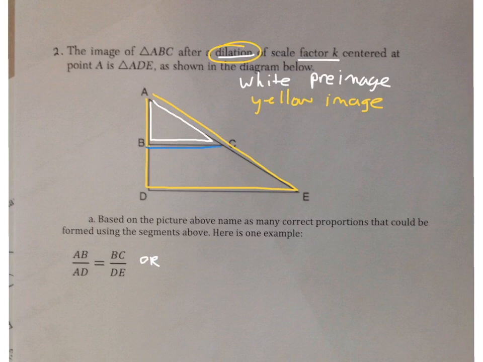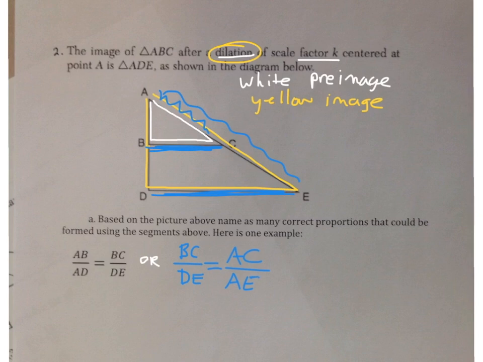I could do the bottom of the white triangle over the bottom of the big triangle for starters. And since I started with the small triangle and went to the big triangle, I'd have to finish up by going from the small to the big. So I could say AC over its matching side, which is AE.